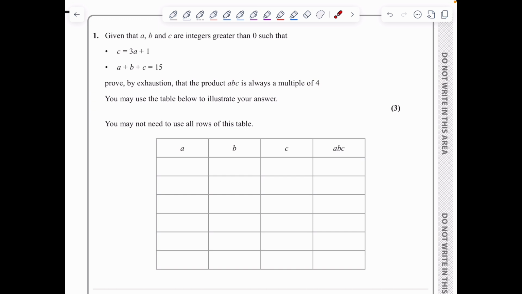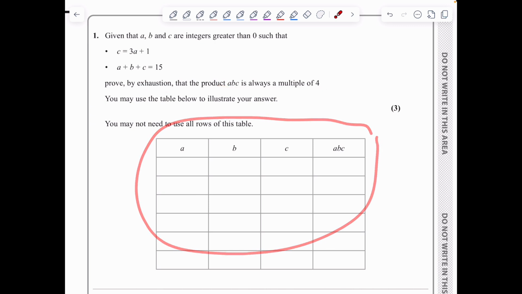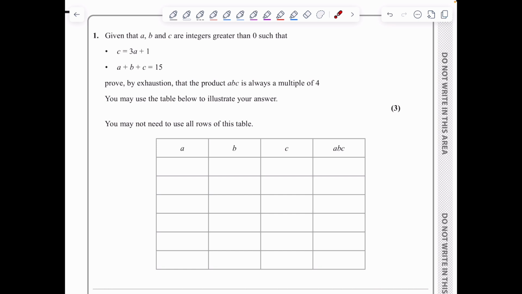In question 1, we are told that a, b, and c are integers greater than 0, such that c is 3a plus 1 and a plus b plus c is 15. And we need to prove by exhaustion that the product abc is always a multiple of 4. And we've been given this table to help us illustrate our answer.